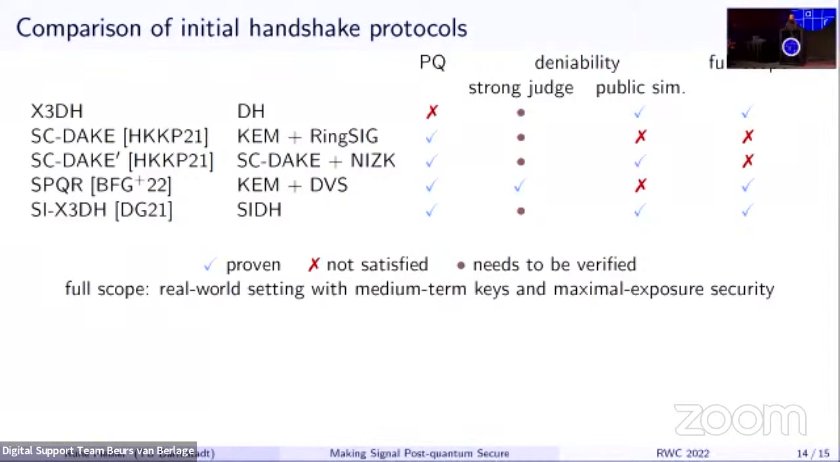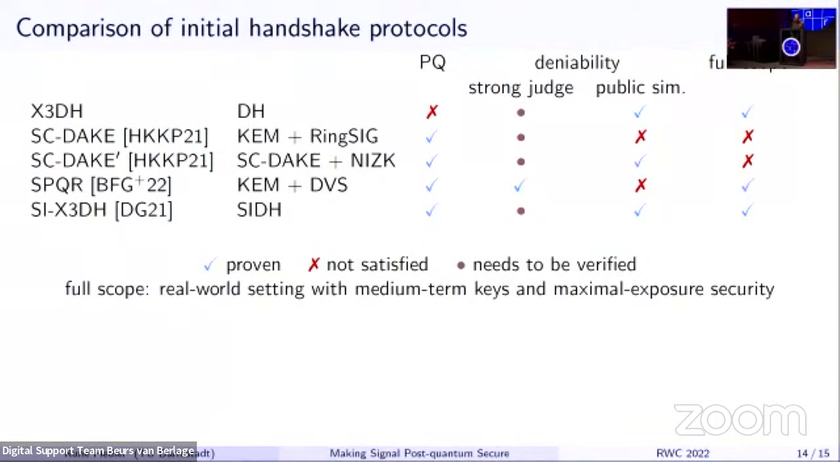Then there are two protocols suggested by Hashimoto et al. Both of them are post-quantum secure, and they are using CAMs and ring signatures. And their second protocol uses NISIX on top, and they need the NISIX to get the deniability with respect to public simulatability. However, their protocols do not fulfill the full scope. They do not include medium-term keys or maximum exposure security.